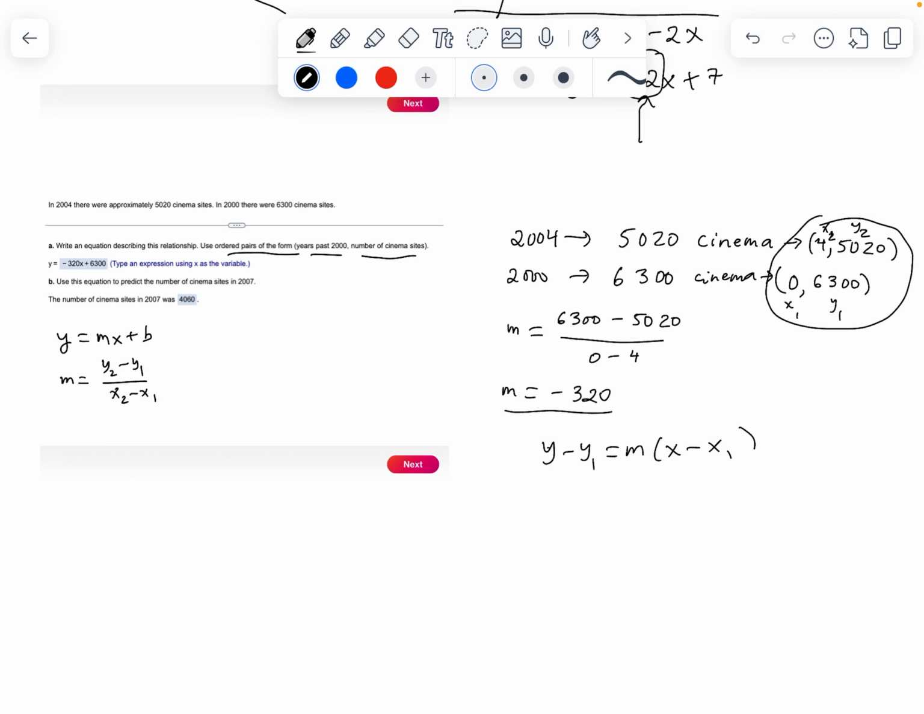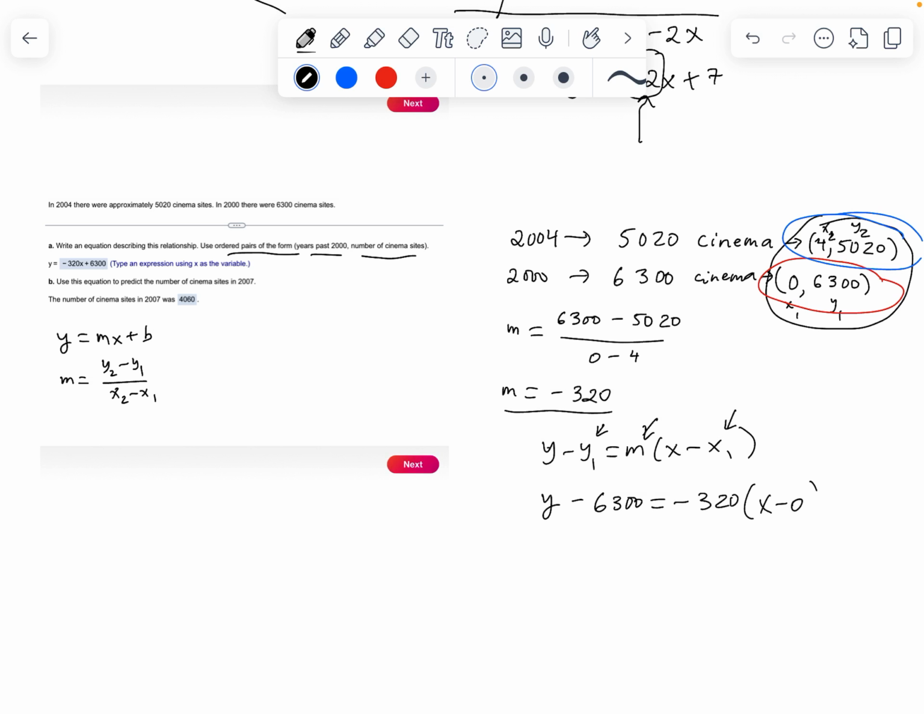Then, to write the equation of the line, it is represented as this, with the slope here, and x1 and y1 being the coordinates of any point on the line. We could use either of these points, so it's a matter of preference. I'll use the bottom one, just my preference. So y1 will be the 6300, minus the slope of negative 320.